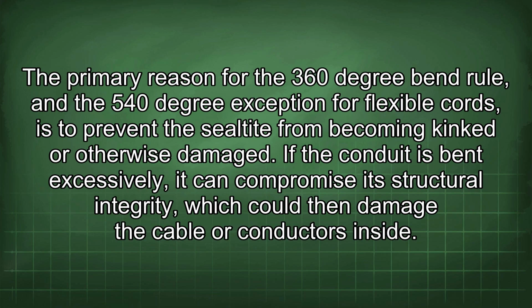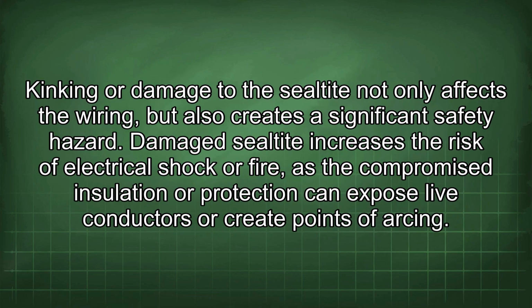if the cable is pulled through the hard pipe bends first, and then the Sealtite is subsequently slipped over and connected. The primary reason for the 360-degree bend rule and the 540-degree exception for flexible cords is to prevent the Sealtite from becoming kinked or otherwise damaged. If the conduit is bent excessively, it can compromise its structural integrity, which could then damage the cable or conductors inside. Kinking or damage to the Sealtite not only affects the wiring, but also creates a significant safety hazard.